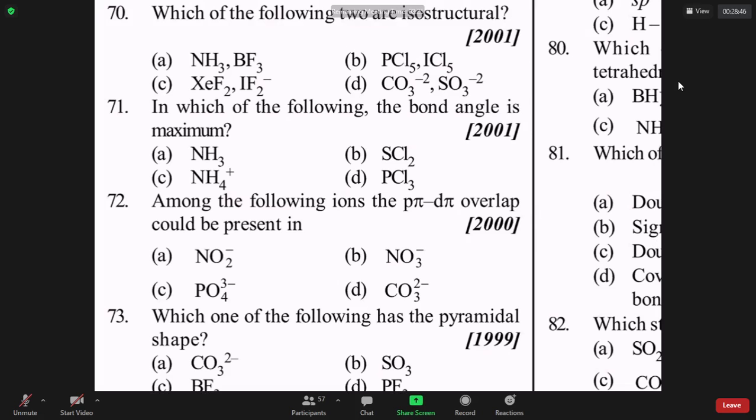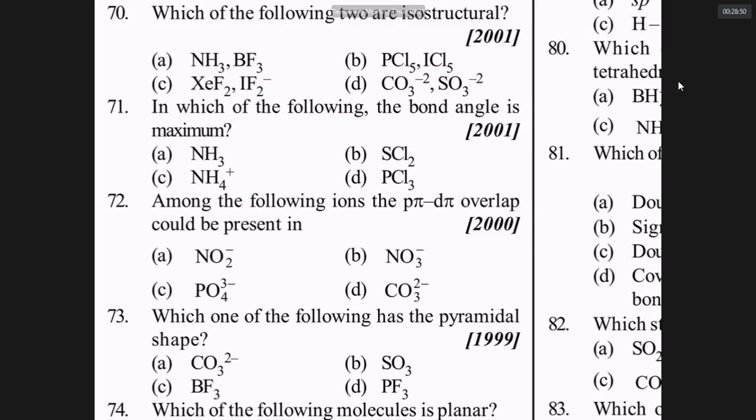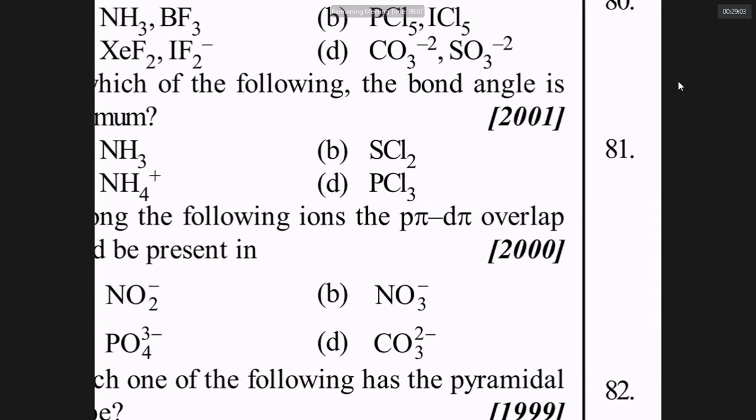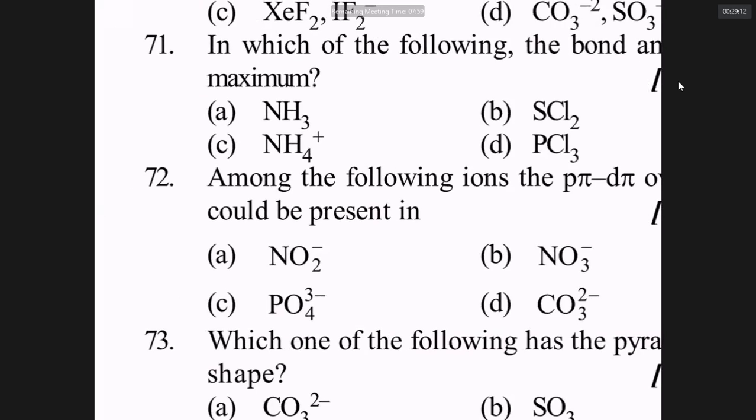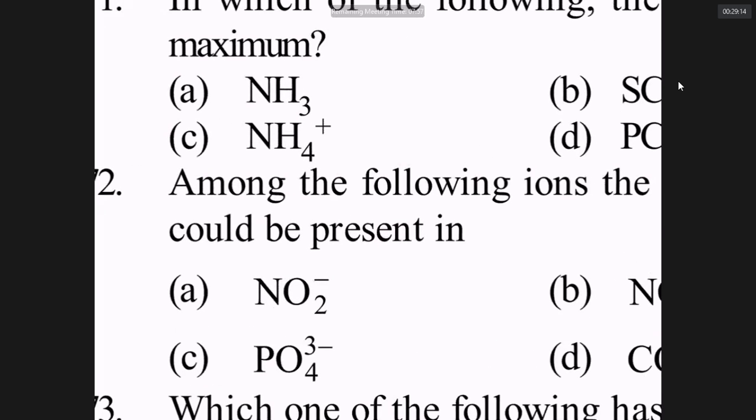In B, that is an AB2 type molecule, AB2E2. AB2E2 means the hybridized state is sp3. sp3 means tetrahedral, and tetrahedral means the bond angle is 109 degrees 28 minutes, but there are two lone pairs, so it will be 104. In SCl2, the bond angle is 104, as in water. In PCl3, like AB3E, ammonia, the bond angle is 107. In the ammonium ion, like CH4, tetrahedral, the bond angle is 109 degrees 28 minutes.